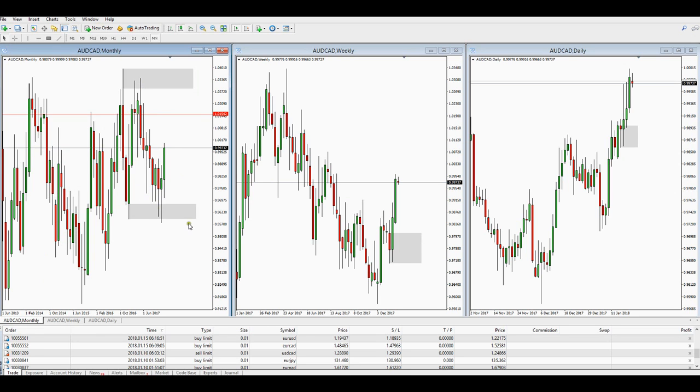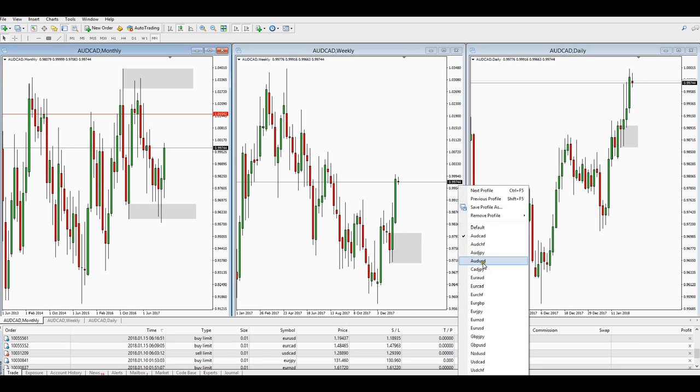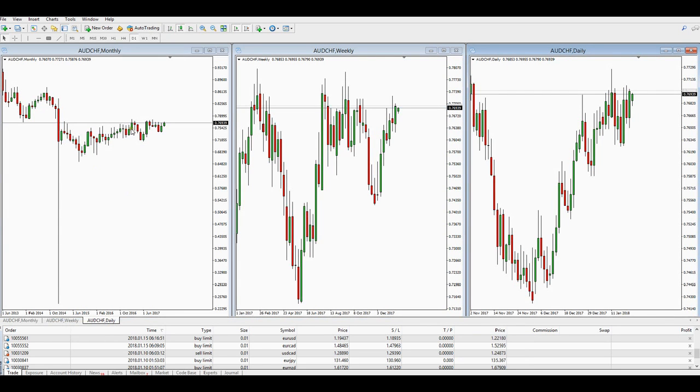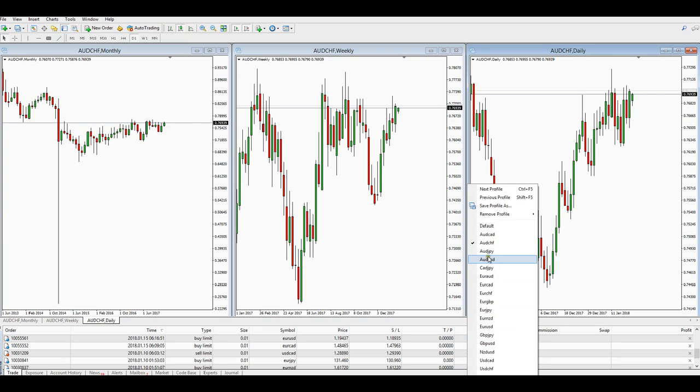Different strategy that I won't even go into, but if you're playing the move up, we've got a weekly here and a daily, but because there is no influence with the monthly, I will not be gambling on these levels, not at all. Aussie Swiss, same thing, I'm not even going to gamble. Range bound market, different strategy.